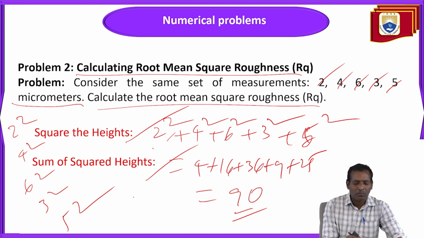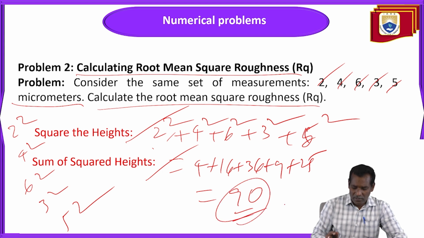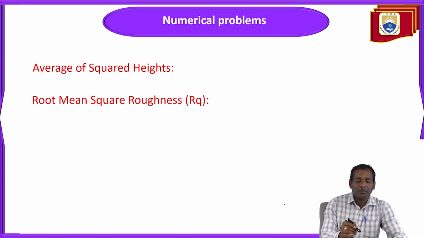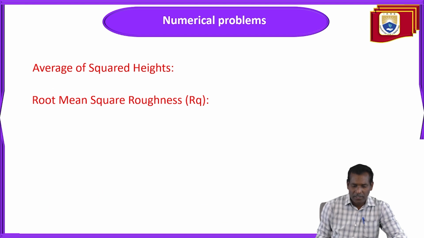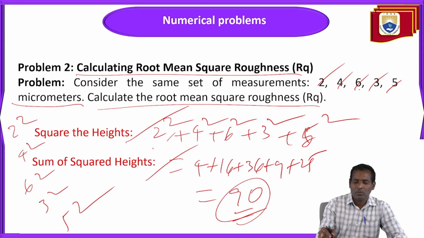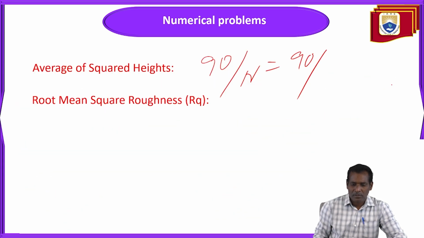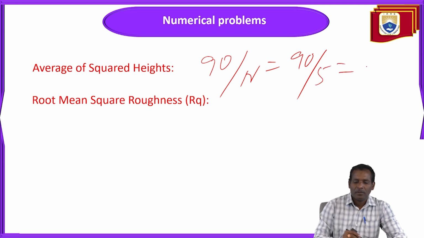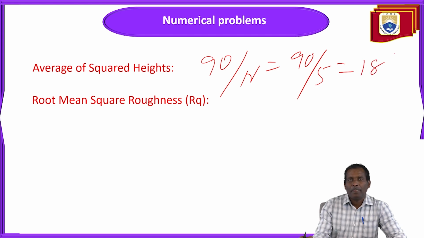Next, the sum of squared heights we have already done, that is 90. Now the average of squared heights. What is the squared height average? The total is 90, divided by the number n. How many are there? 1, 2, 3, 4, 5. So 90 divided by 5 gives 18, the average of squared heights.